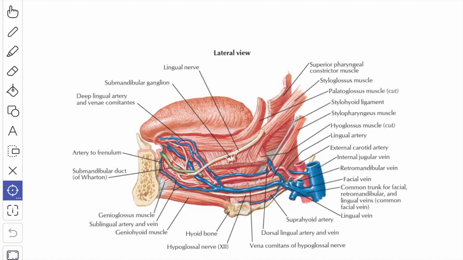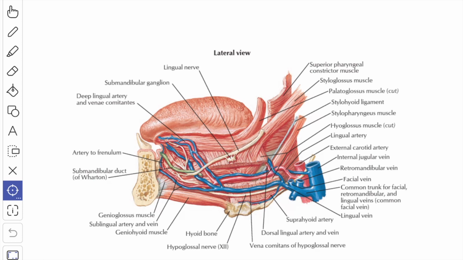Next we'll see the medial relations or deep relations. So it is related to the inferior constrictor muscle close to the insertion, and it is related to the middle constrictor muscle of the pharynx and the second part of the lingual artery close to the origin. Then it is related to the stylopharyngeus muscle, the stylohyoid ligament, and the junction of the first and the second part of the lingual artery deep to the posterior border.